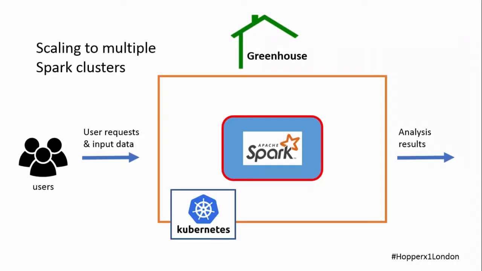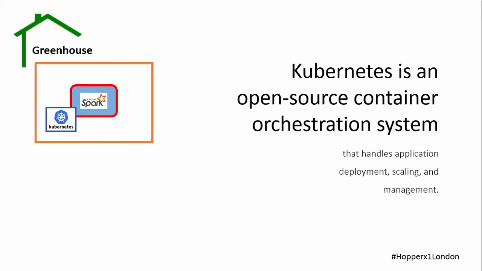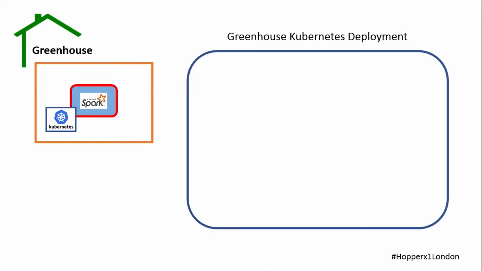So we actually manage our Spark clusters in Greenhouse using Kubernetes as a resource manager. Kubernetes is an open source container orchestration system that handles application deployment, scaling, and management. So what that means is that Kubernetes will keep our Greenhouse deployment up and running at all times. And if one of our servers crashes, Kubernetes will restart it for us. I'm not going to go into Kubernetes concepts in too much detail because there's actually a lot of documentation online.